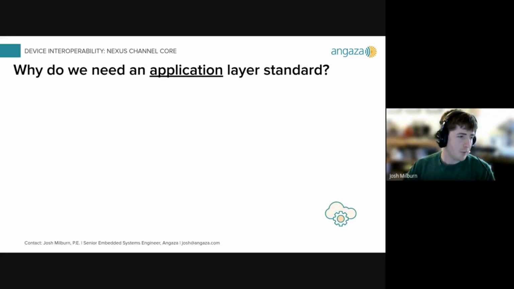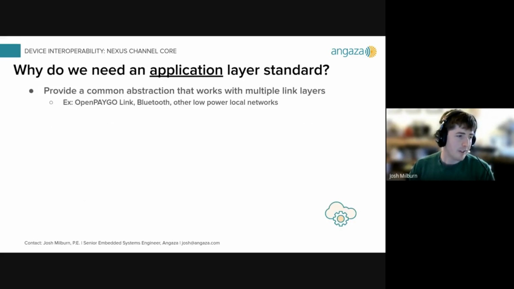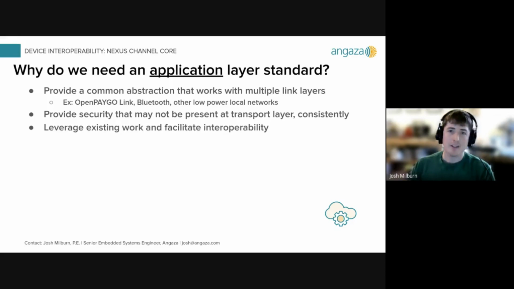So again, why do we care about application layer? We don't want it to be dependent on these lower transport layers. So let's say you build some standard that's built around Bluetooth. Well, that's great, as long as devices use the current version of Bluetooth. Let's say we just pick the current BLE version.